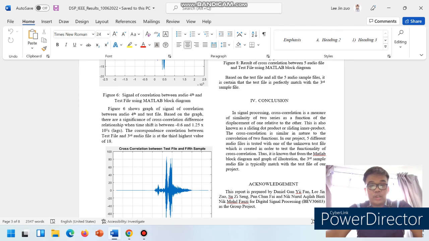In our project, 5 different audio files are tested with one unknown test file, which is created in order to test the functionality of cross correlation. First, it is known from the MATLAB block diagram and graph illustration that the third sample audio file is typically matched with the test file of our project. So that is the conclusion from us.